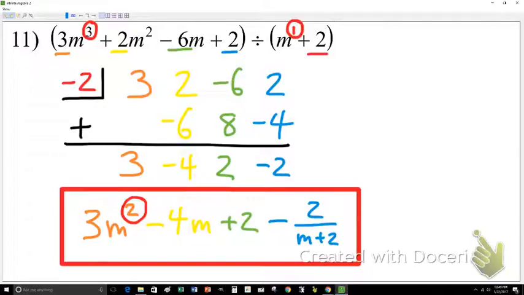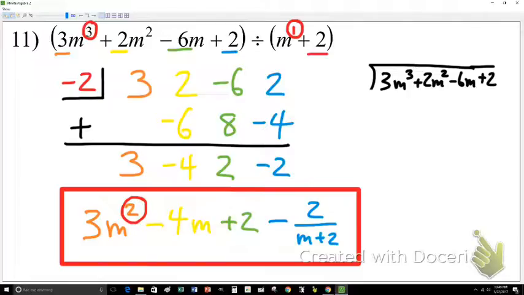Let's go ahead and do long division with this now. Okay, so switching over and doing long division. Inside our long division symbol, we're going to put our polynomial. I'm going to write small on this, I don't have much room left. So we're going to put 3m cubed plus 2m squared minus 6m plus 2. And I'm going to divide that by m plus 2.